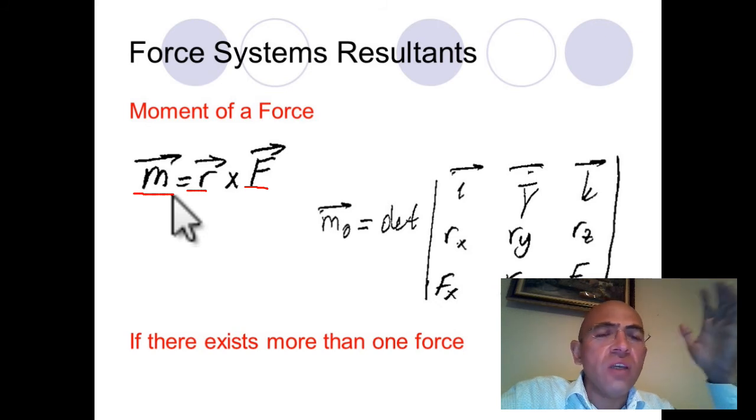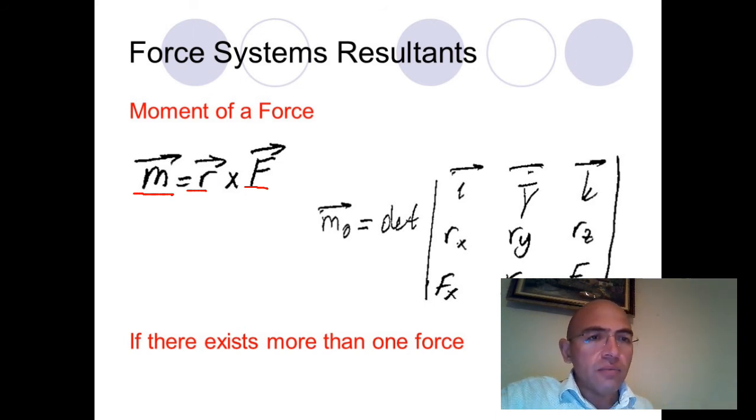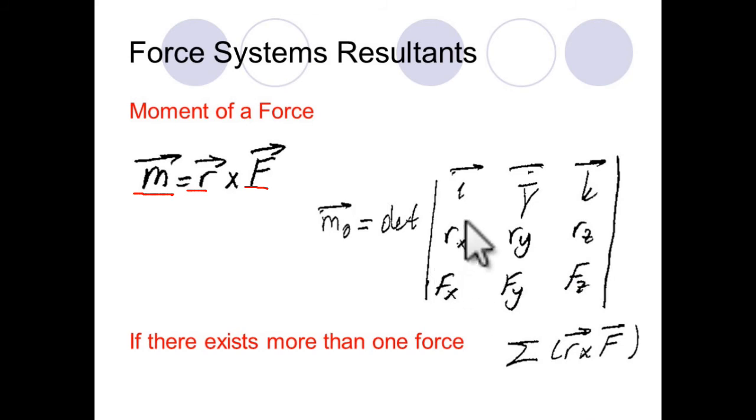This is how we calculate the moment of a force with respect to a point. Then we can write the moment vector with respect to a point as a determinant of this matrix. Here again, the first row is the unit vectors in each direction, x, y and z. Then we have the components of the position vector in the second row. And in the third row we have the components of the force vector, Fx, Fy and Fz.